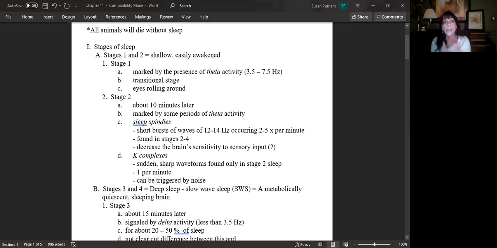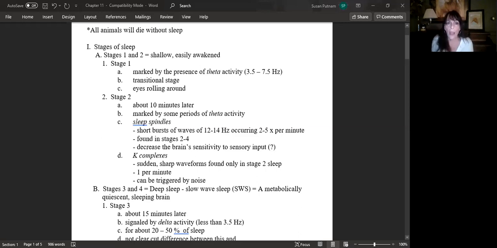And stages of sleep, first, I'm just going to go through these really quickly, and then I have an EEG of the sleep stages that I'll pull up for a moment. Most people are very familiar with these different sleep stages. I'm going to move through them pretty quickly, but let's look at some of the details. During stages 1 and 2, you basically have very shallow, easily awakened sleep.